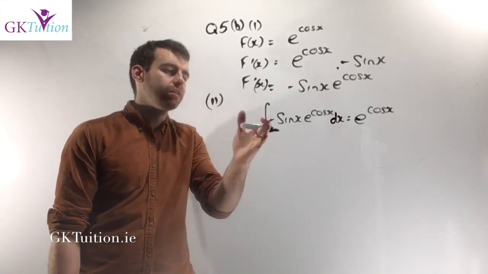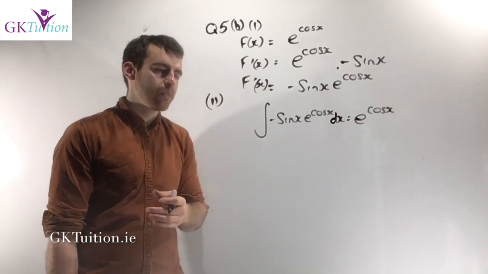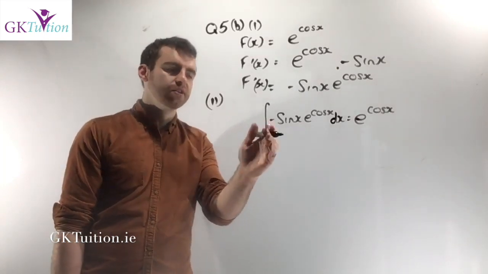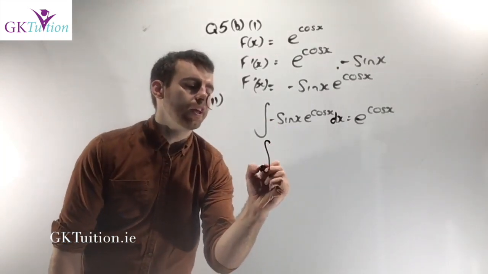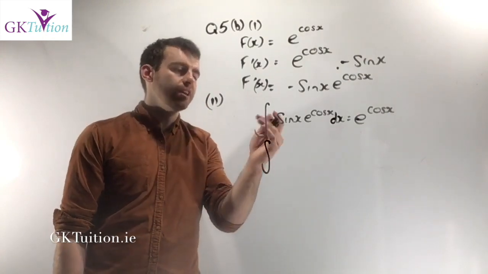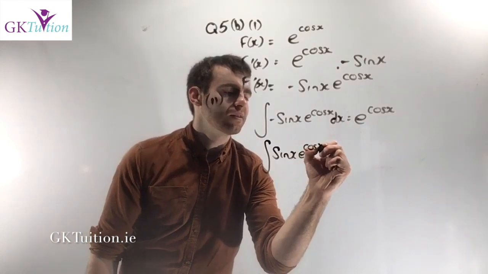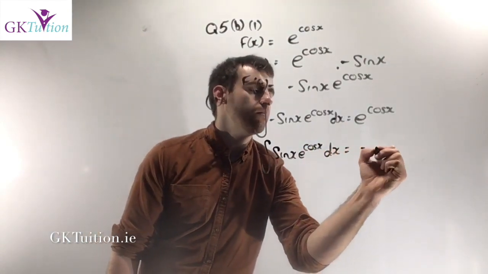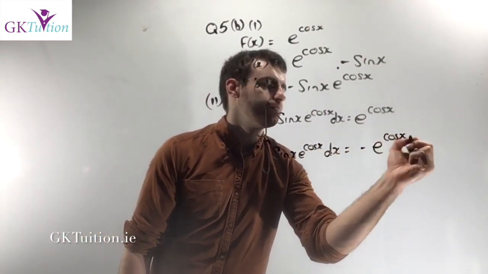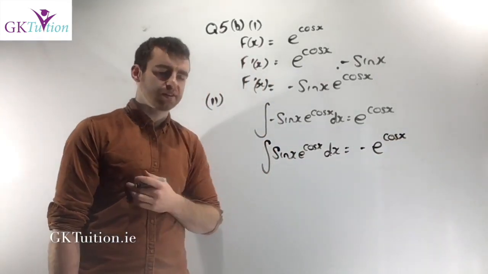Notice now what you are actually being asked to integrate. You need to integrate sine x e to the cos x. So obviously I don't want to have a minus in front of it. I'm just going to change the signs of both sides. If I change the sign of the left, the integral of sine x e to the cos x dx is obviously equal to minus e to the cos x. So all I've done is change the signs.